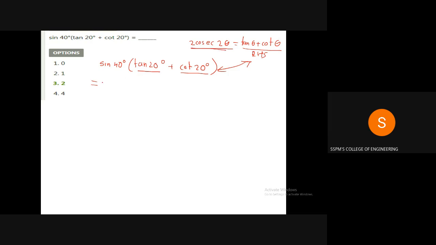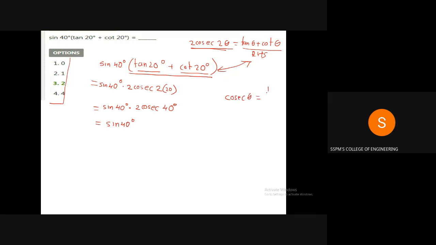What can we write now? Sine 40 degree, and we have to replace this part. We will write 2 cosec 2 theta, meaning 2 into 20, which is equal to sine 40 degree into 2 cosec 40 degree. Again the answers are not in this form, so what can we write? Sine 40 degree. So again, what is cosec?